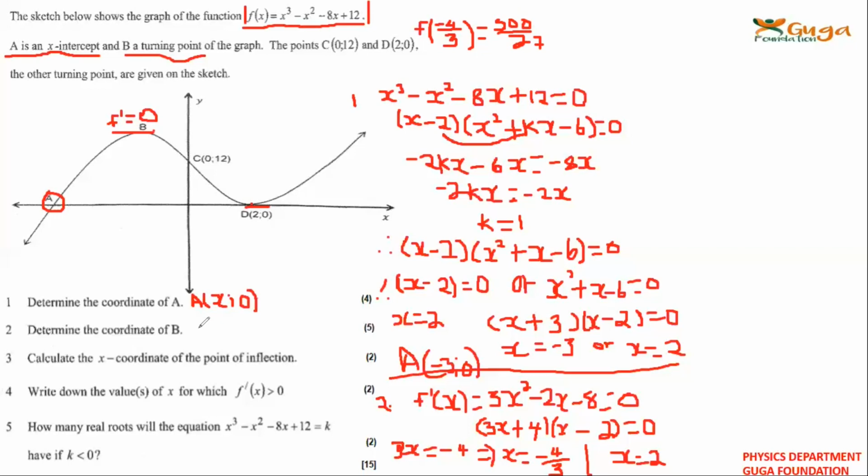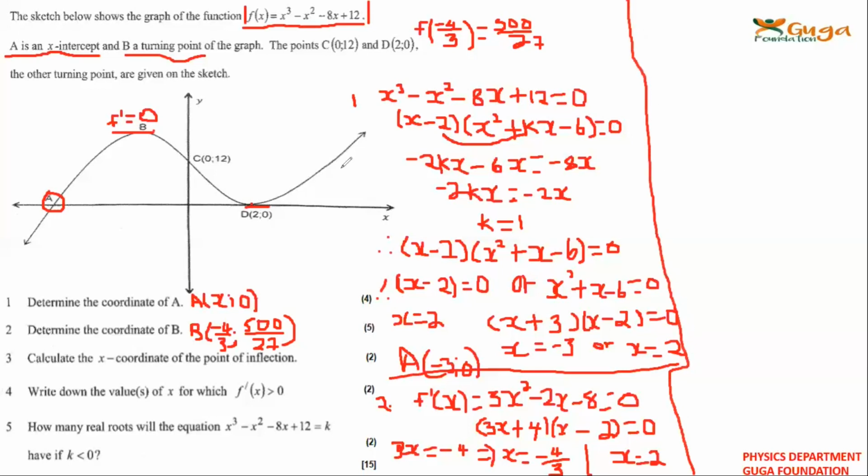So it means that now the coordinate of B here will be -4 over 3, 500 over 27, all right? That's B.